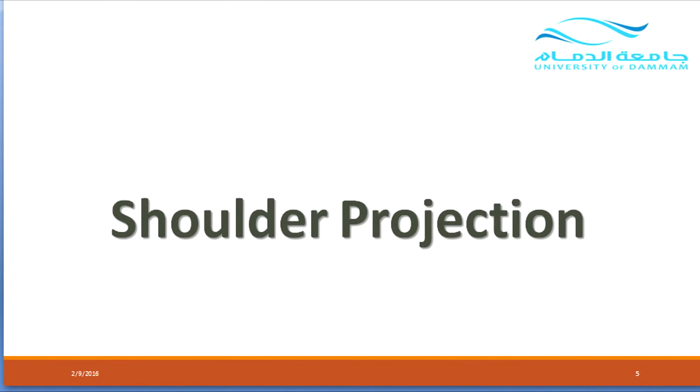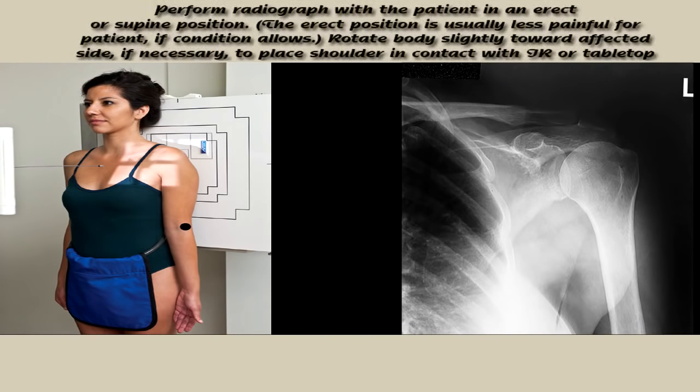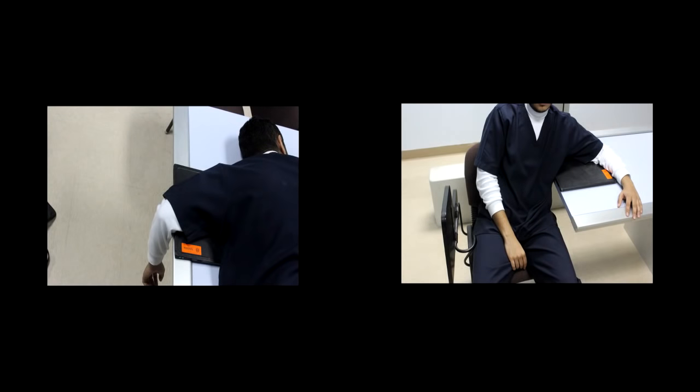In the radiograph of the shoulder, the patient must be in erect or supine position. The erect position is less painful. Then rotate the body 45 degrees toward the affected side. If the condition of the patient doesn't allow him to stand, he can take the image either in supine position or sitting.